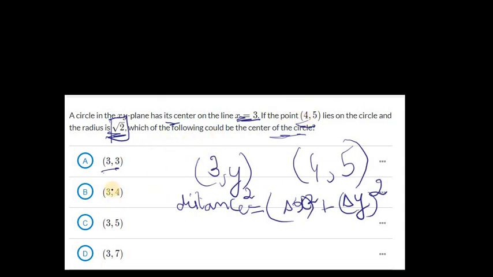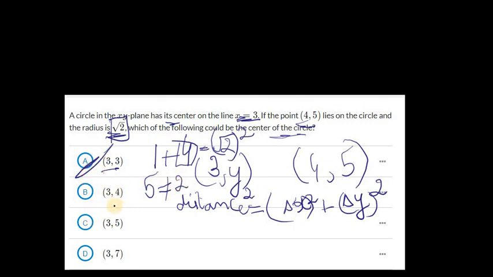And this is going to be the same for all of these, because in all of them the x coordinate is the same. So we know the difference between the x coordinates is 1, plus there has to be some difference between the y coordinates, and that has to be squared, and that will be equal to the square root of 2 squared, right? And so for the first point, for the y coordinates, it's going to be 5 minus a 3, which is a 2, and when you square it, you get a 4. And so this is a 5, and a 5 is not equal to the square root of 2 squared, which is a 2. And so this is not your option.